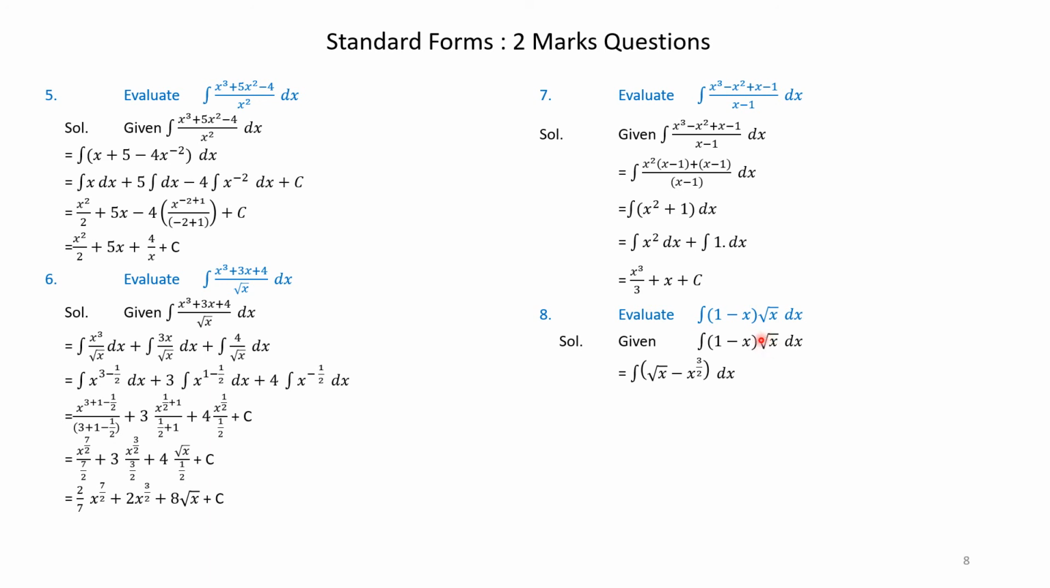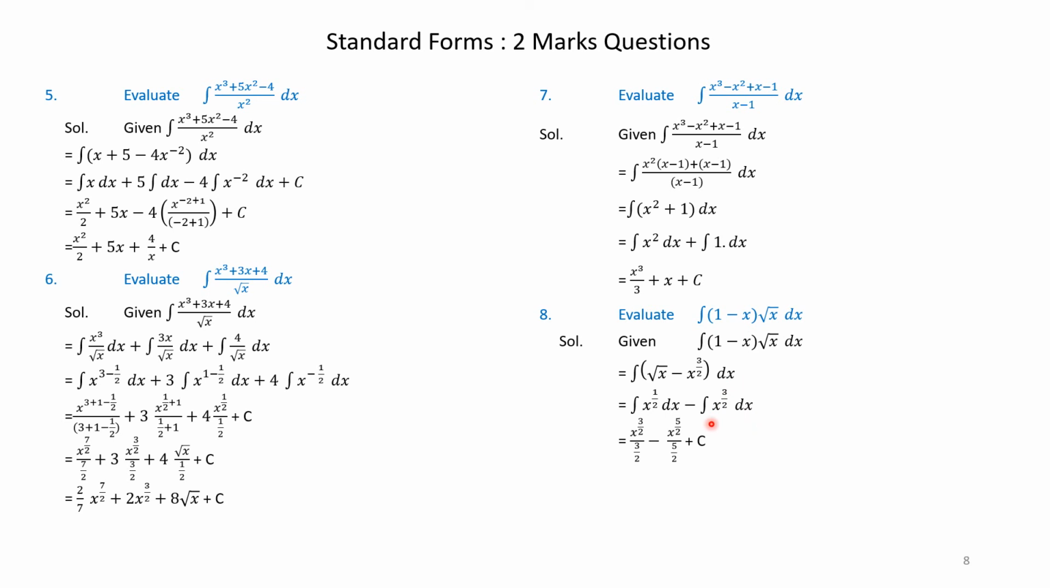1 plus half is 3 by 2. Therefore, the previous line, the given equation, becomes within brackets root of x minus x to the power of 3 by 2 dx. Therefore, it is integral of x to the power of half into dx minus integral of x to the power of 3 by 2 dx.